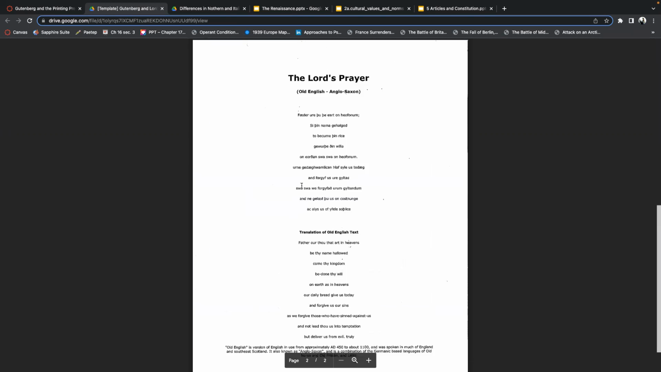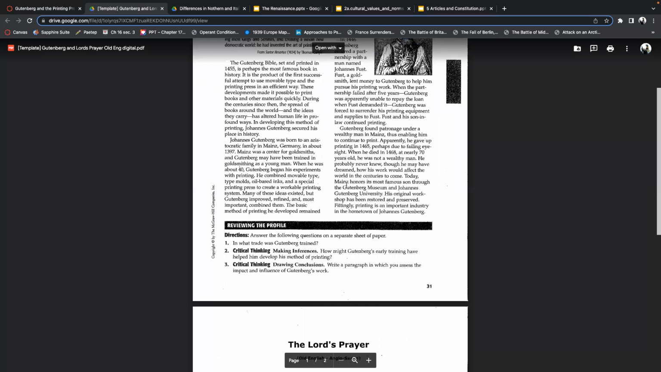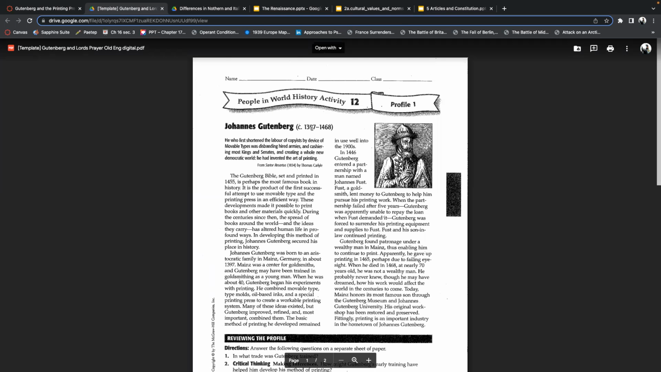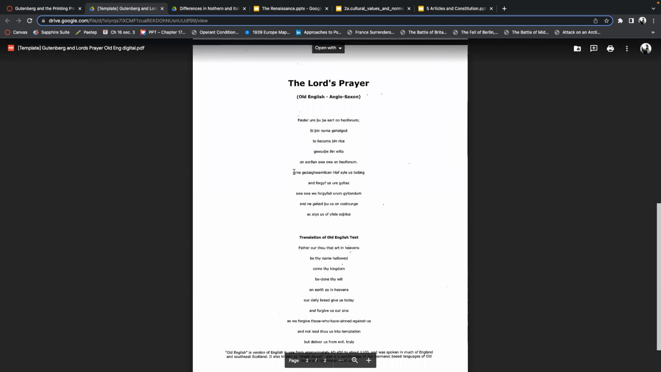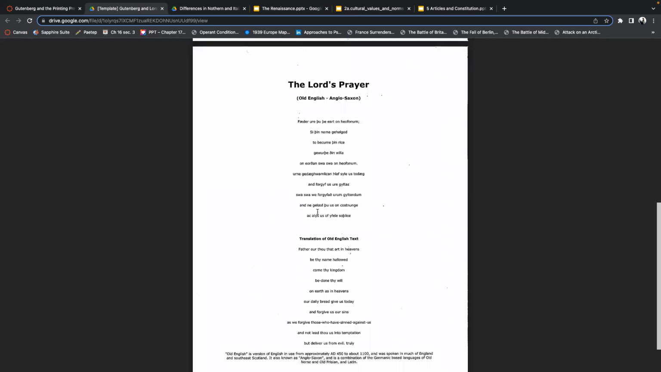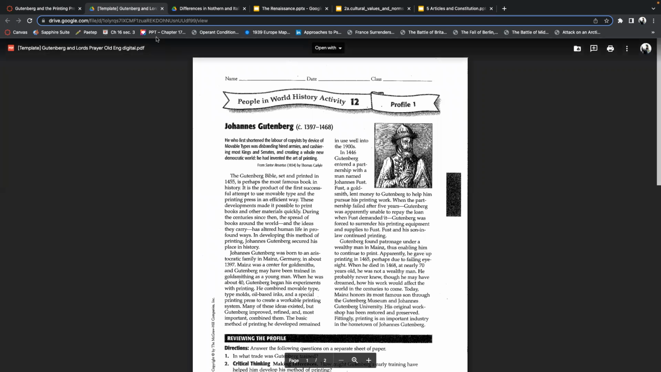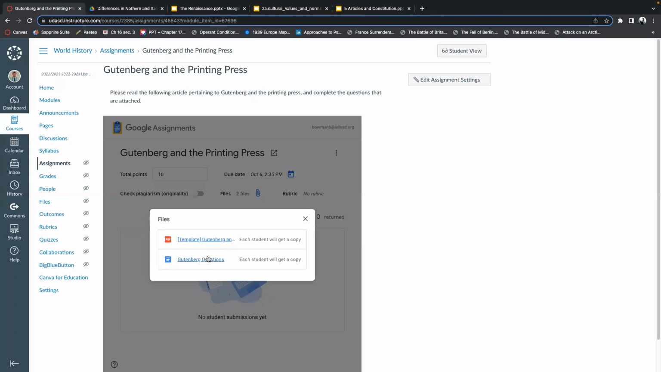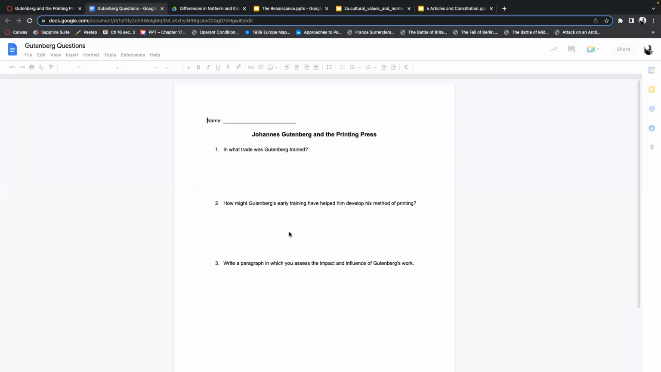And attached, you can see the Lord's Prayer. All right, so like I mentioned, Gutenberg was heavily influenced, like many people, by religion, by Christianity. His goal is to try to spread Christian values all throughout Europe. And I thought it was important to put the Old English. You can see the Old English language of the Lord's Prayer, and obviously a more modern look of English. And then here are your questions. They're just the ones that were attached to the bottom. But 3 questions. That's it.